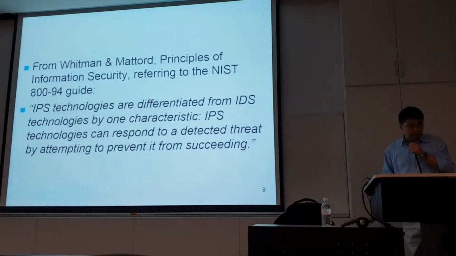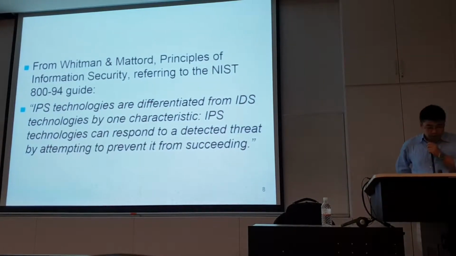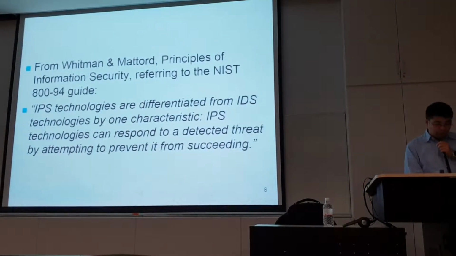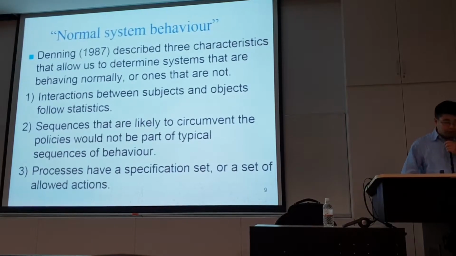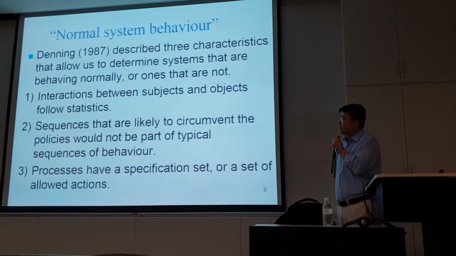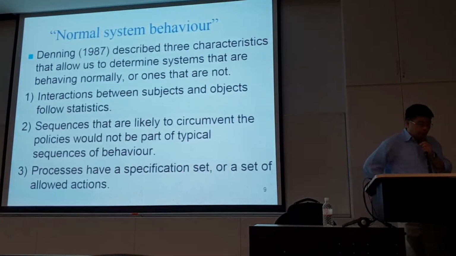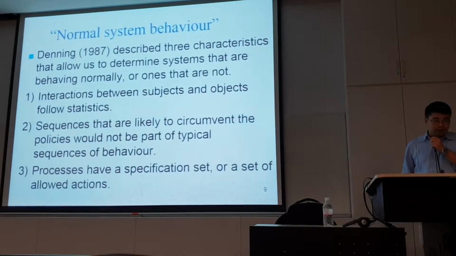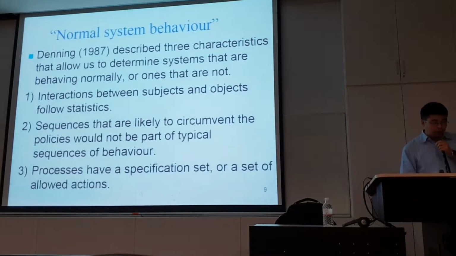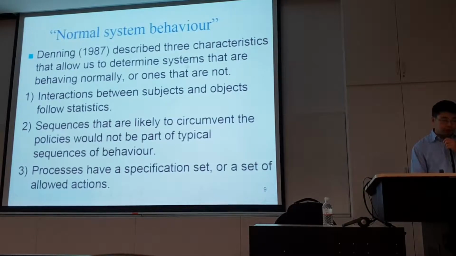Right, so this is some other definition from the list referring to intrusion detection and intrusion prevention. So why can we use a statistical method to do intrusion detection? Because Denning, one of the people we looked at in different topics, describes three characteristics that allow the system to determine whether the user behavior is normal or abnormal. These three characteristics define the so-called normal system behavior.